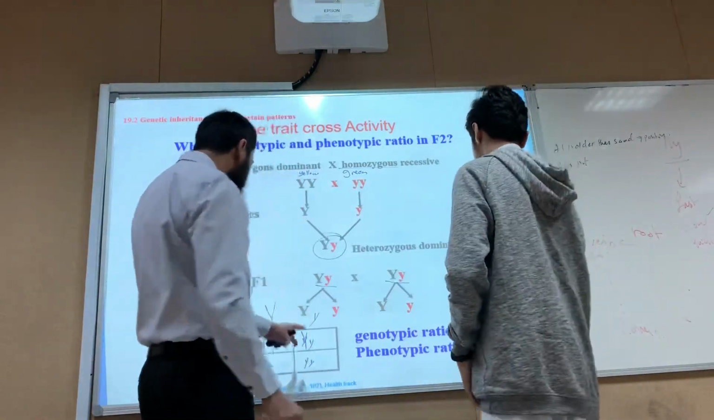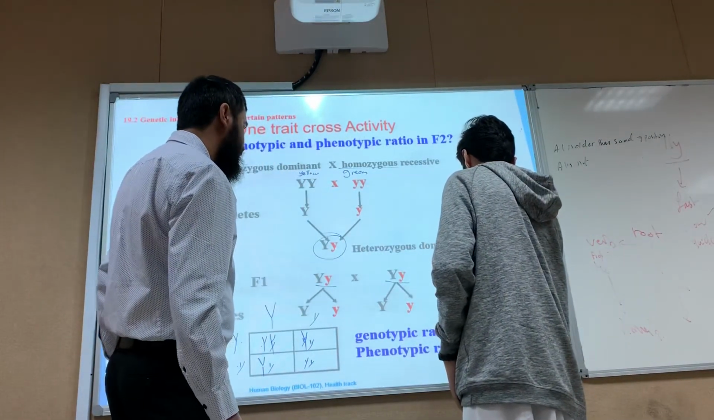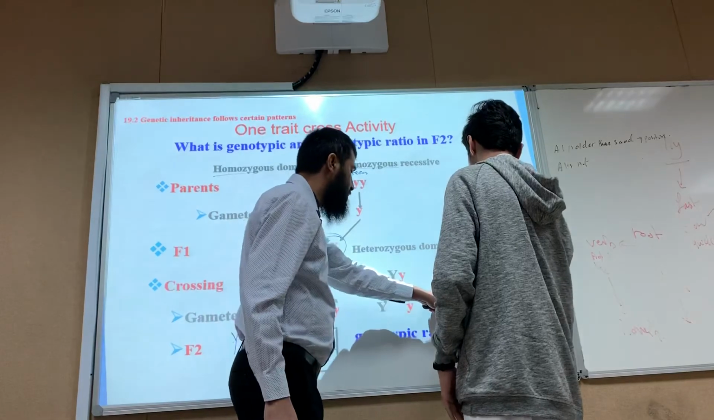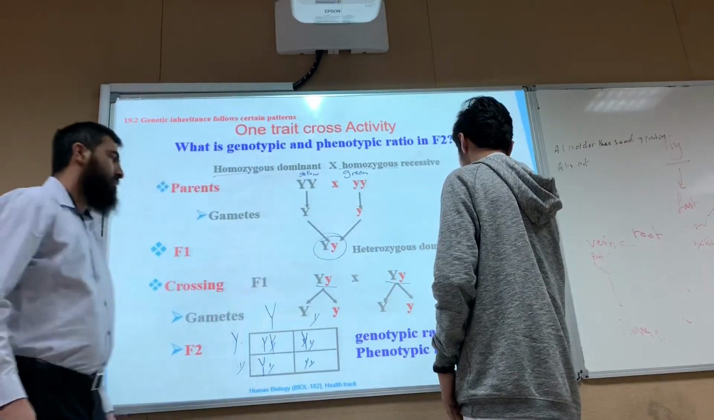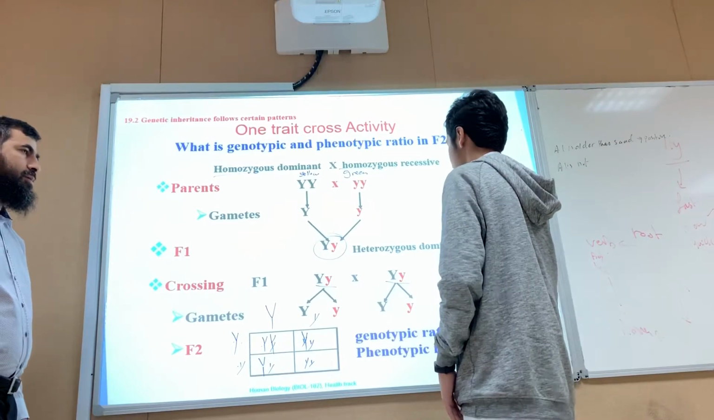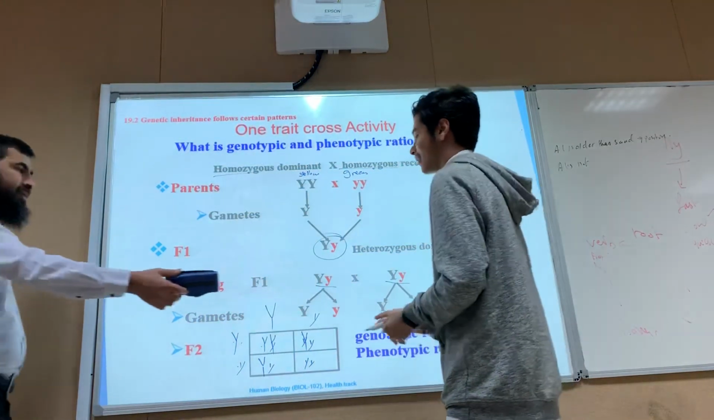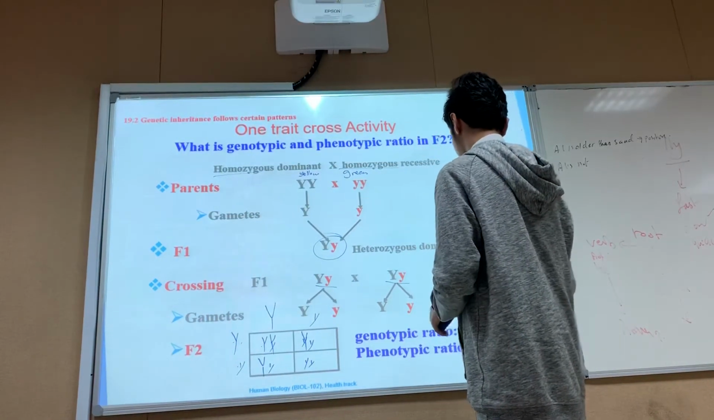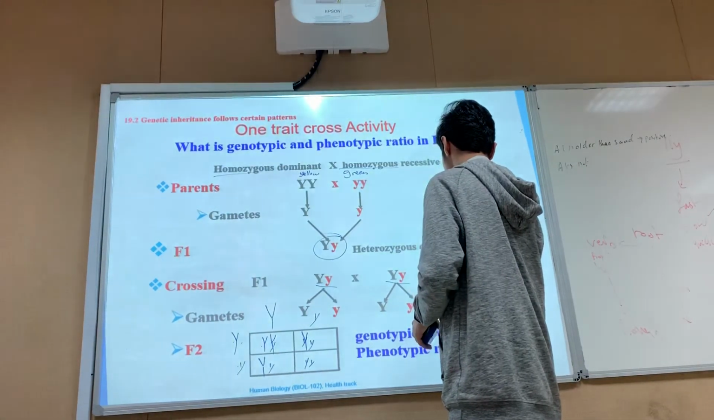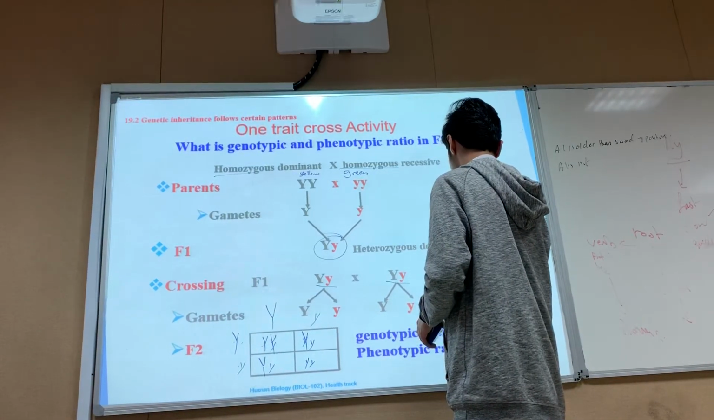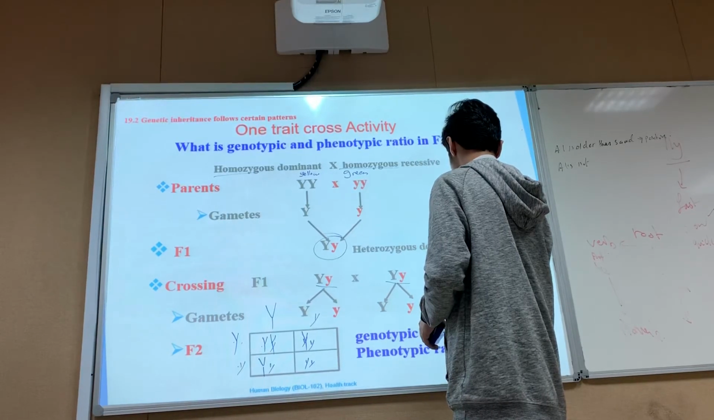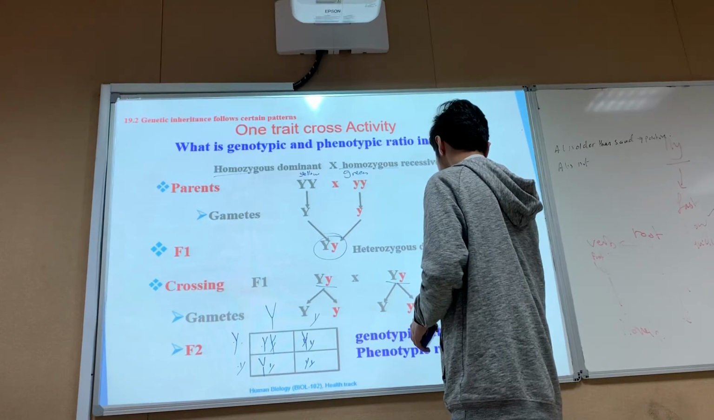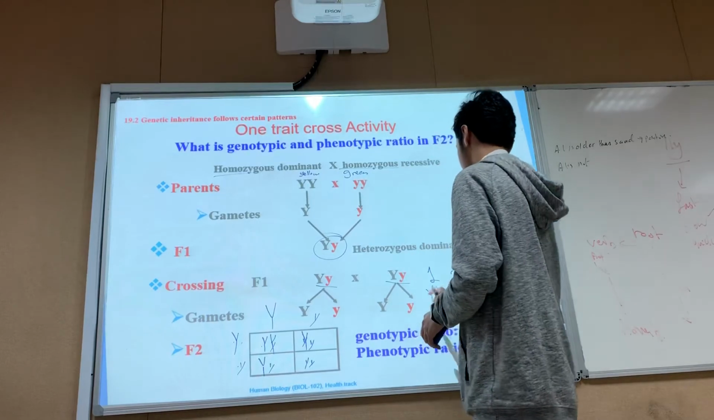The genotype. How many different genotypes do you see here? Write the genotypes. 3 genotypes. Quick. We're already over time. Yeah, it's okay. This is 2. This is 1. This is the genotypes.